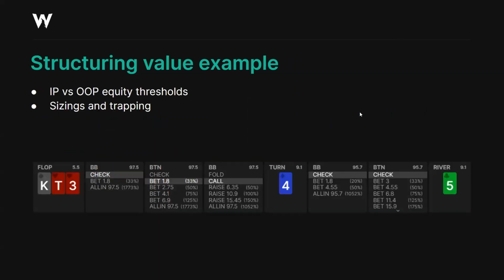So let's look at a river example, and let's try to pinpoint the differences between the strategies. We'll look at different equity thresholds for value betting, and we'll look at different sizings that either position is using.